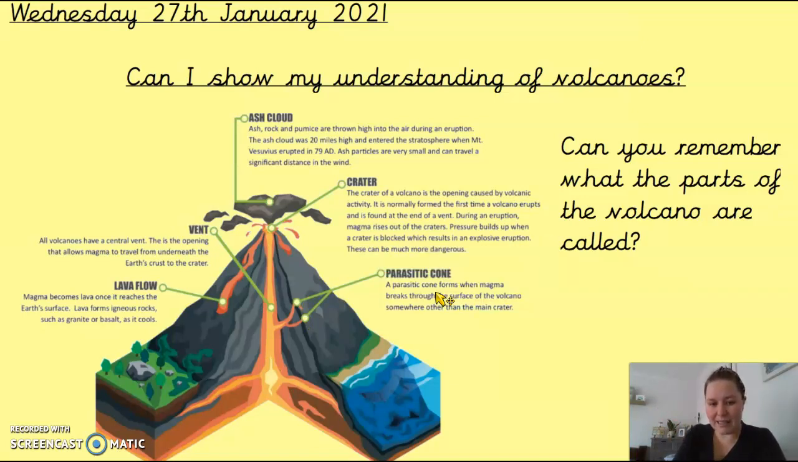And then lastly, the parasitic cone. So this is magma breaking through the surface of the volcano in a place other than coming out of the main crater. So it's breaking off from this vent and going into other parts of the volcano, the magma that's coming up through the crust. So well done if you remembered all of those, and if you didn't, there's another look.